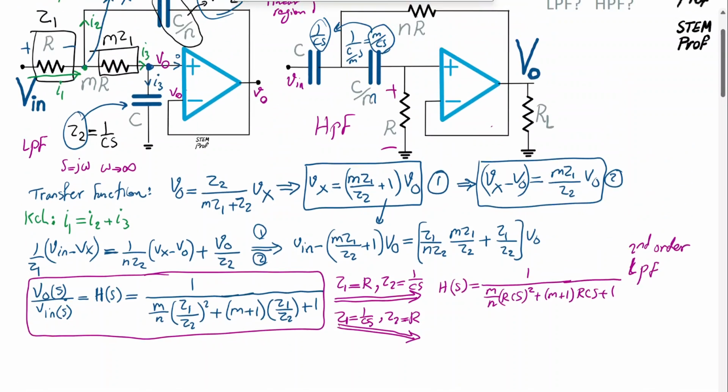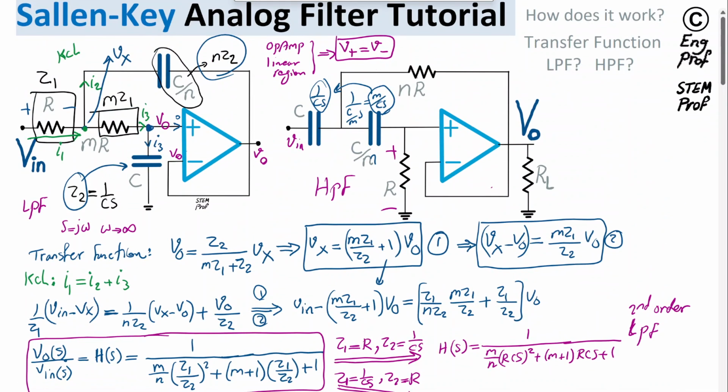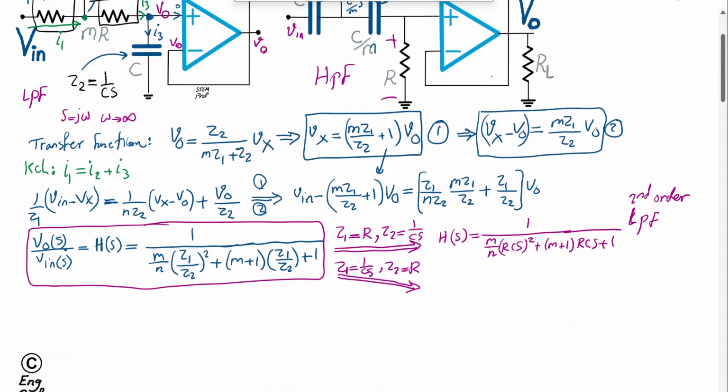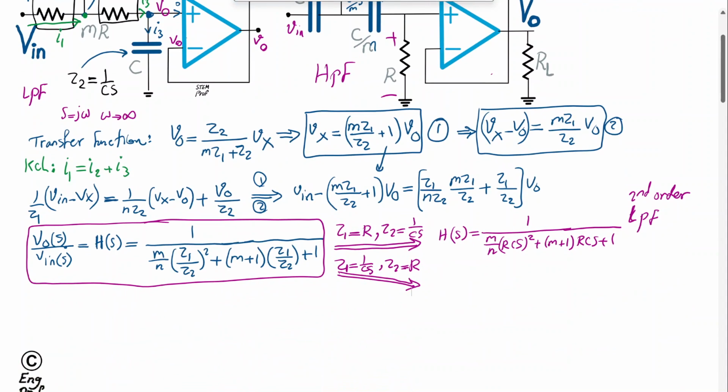So by that I mean the second topology. As you can see, Z1, which is 1 over CS now, is a cap instead of a resistor, and Z2 is a resistor instead of a cap as in the first topology. So if we go with this scheme, the transfer function Z1 over Z2 is not RCS, which it used to be, it is actually 1 over RCS, because Z1 is 1 over CS and Z2 is R, so we get 1 over RCS.